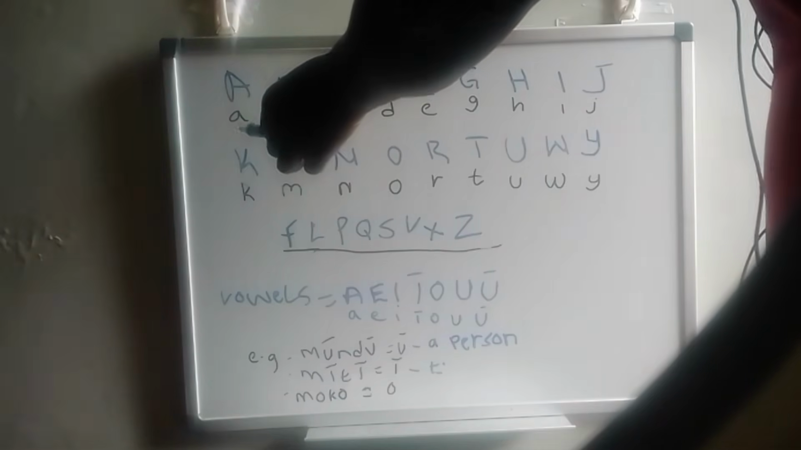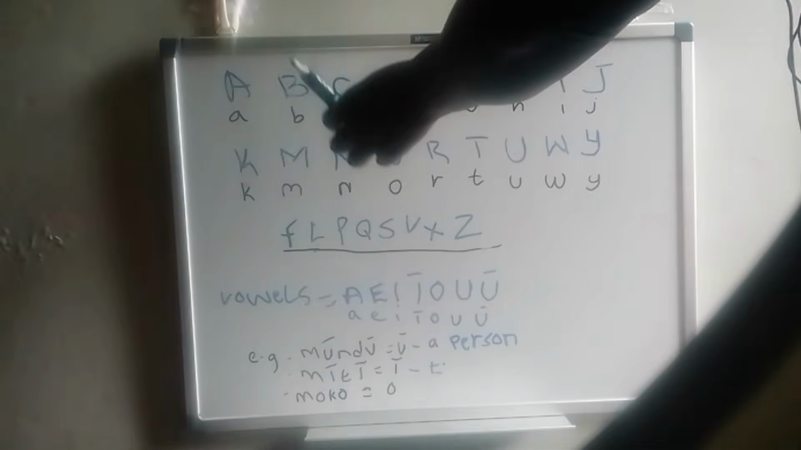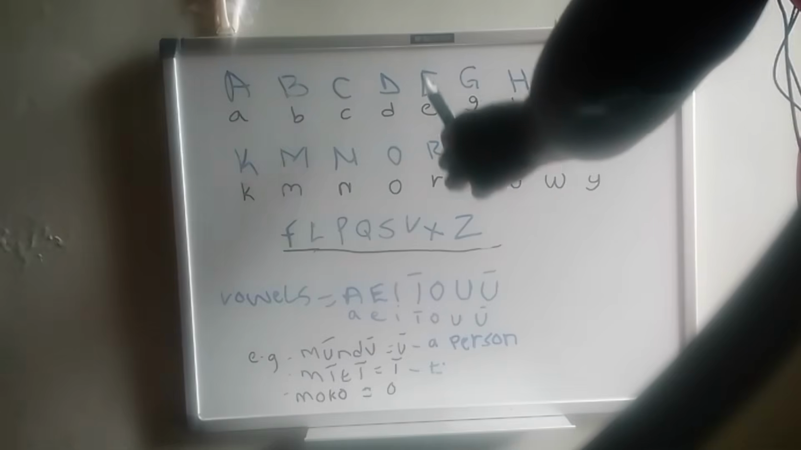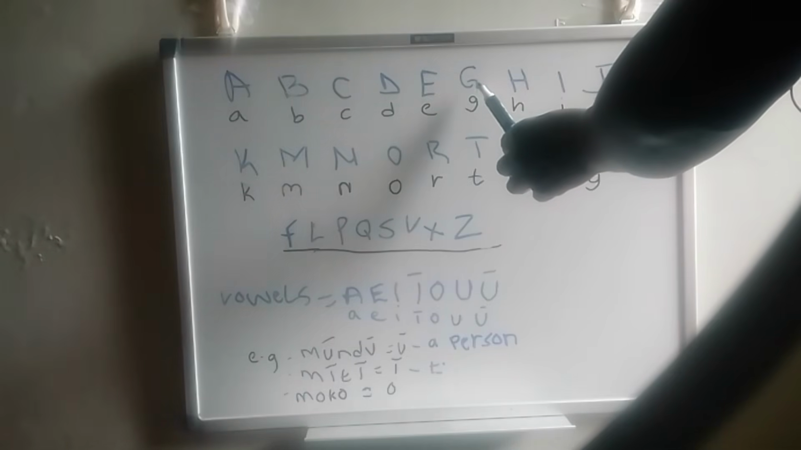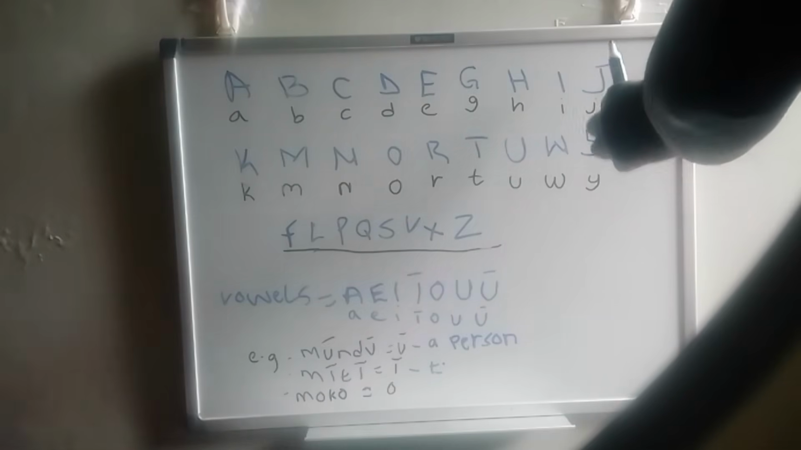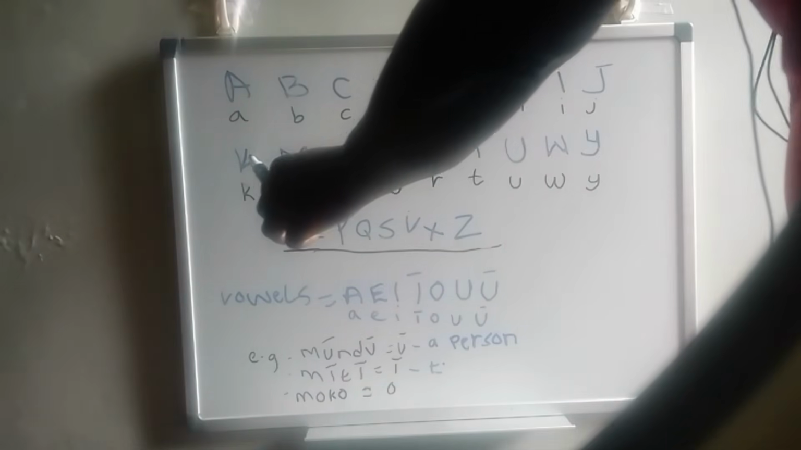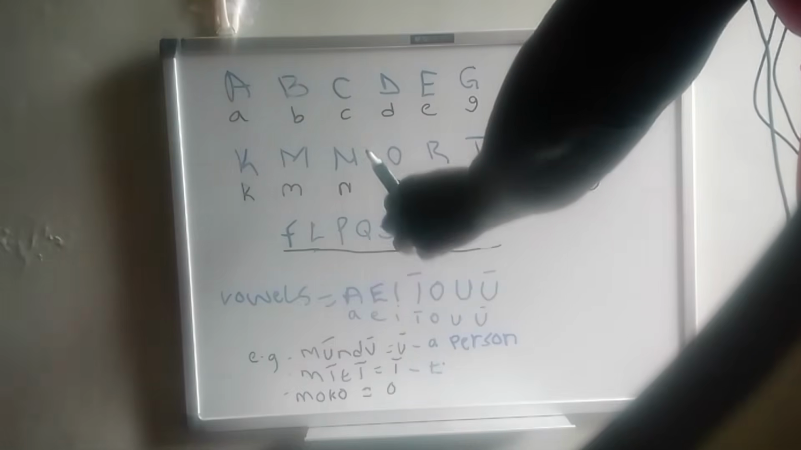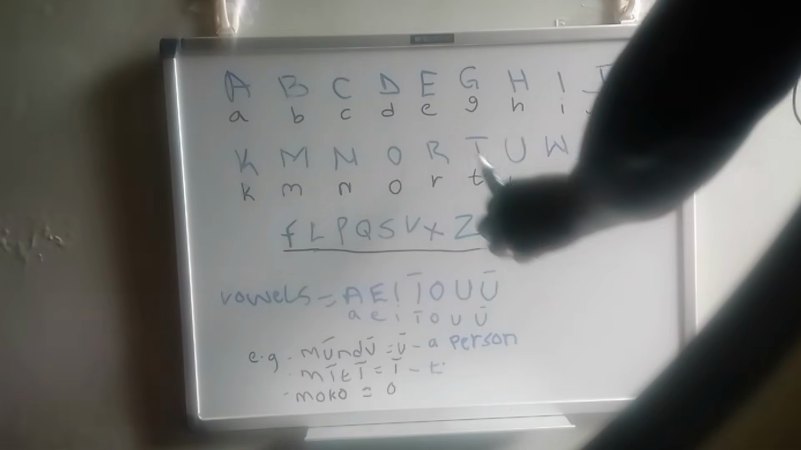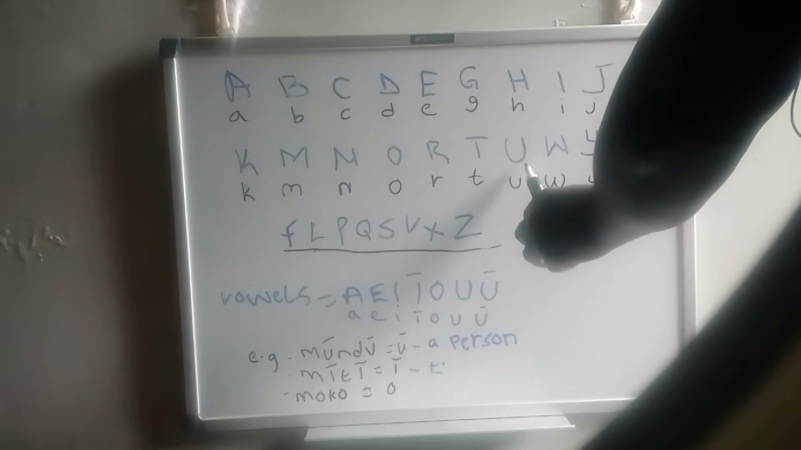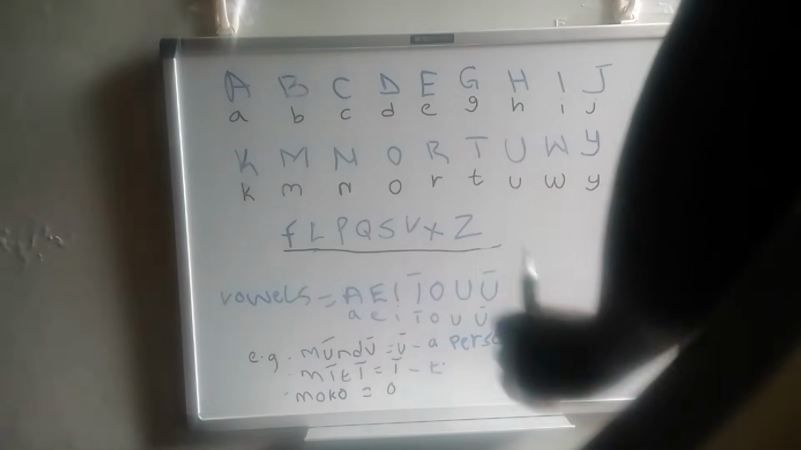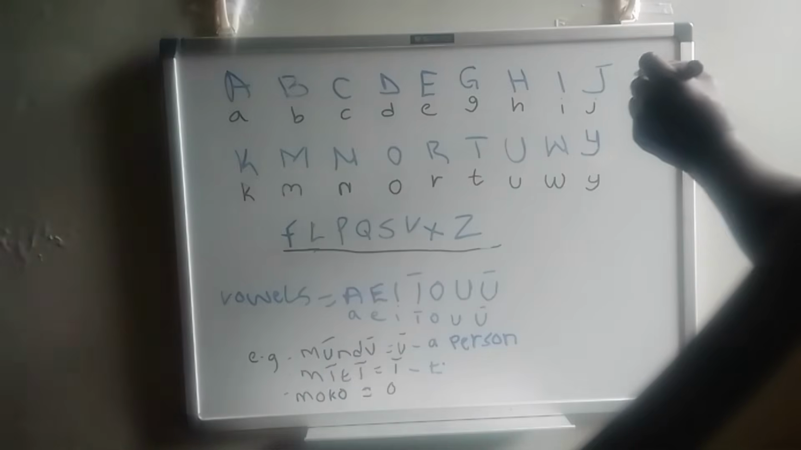A, and this is how they sound. A, B, C, D, E, G, H, I, J, K, M, N, O, R, T, U, W, Y. Yes, 18 of them. There are 18 of them.